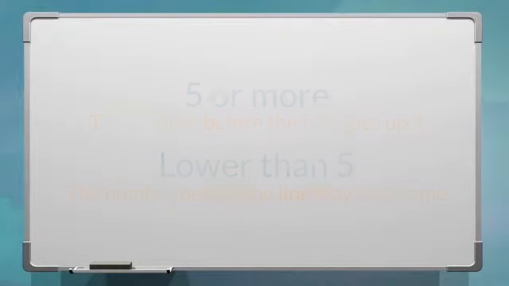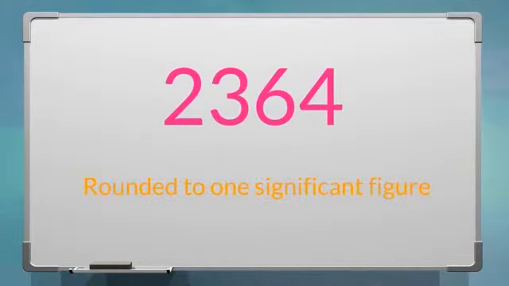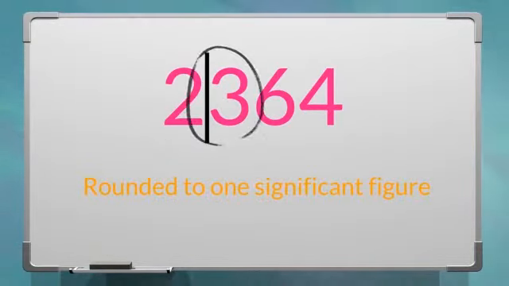For example, let's round 2,364 to one significant figure. The first significant figure is 2 in this case, so draw a line after it. The number after the line is 3, so the 2 will stay as a 2.